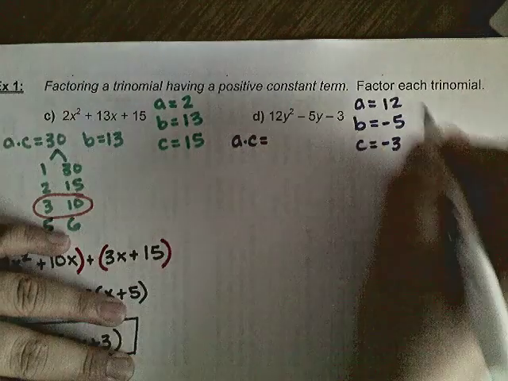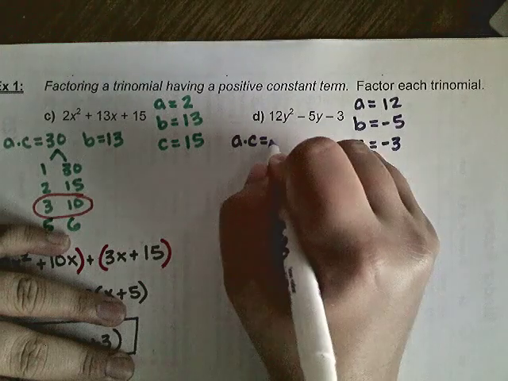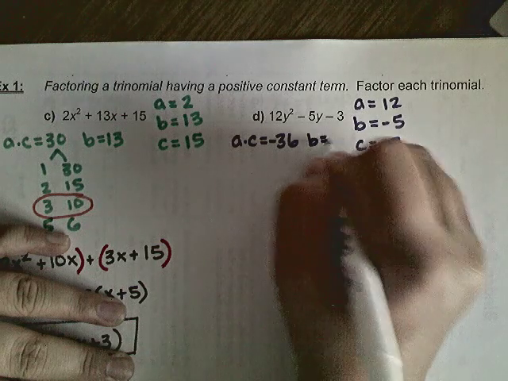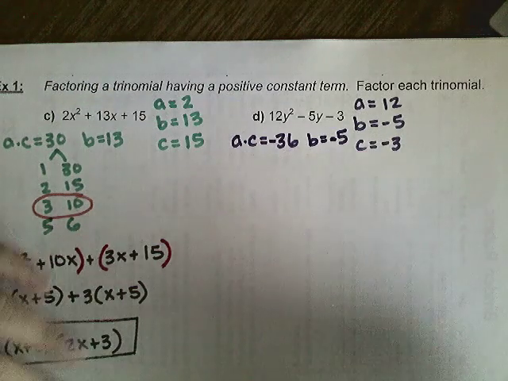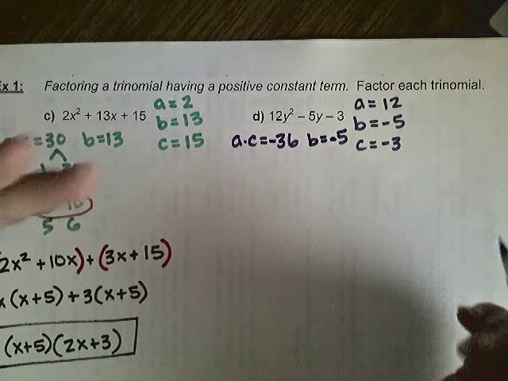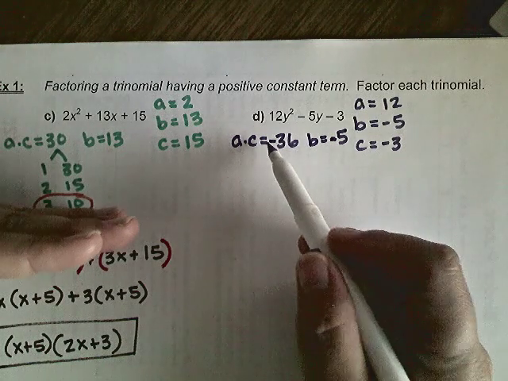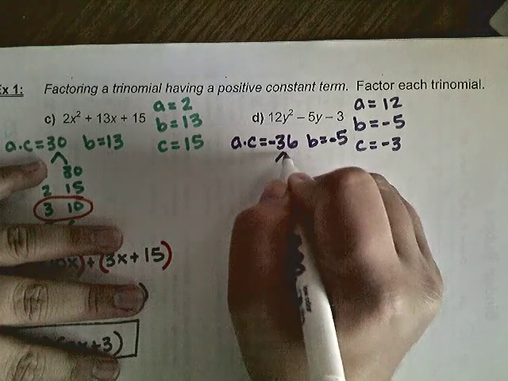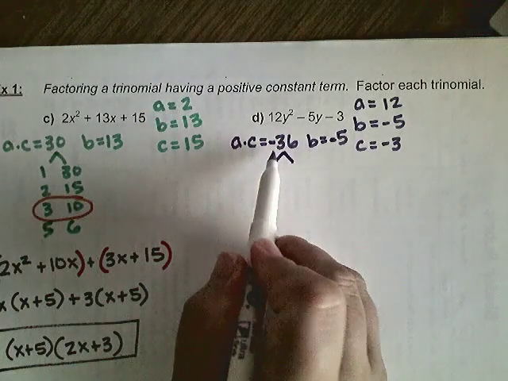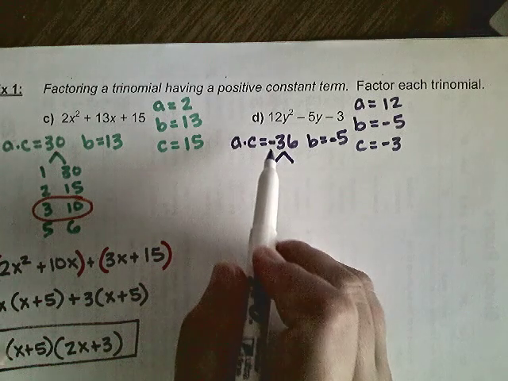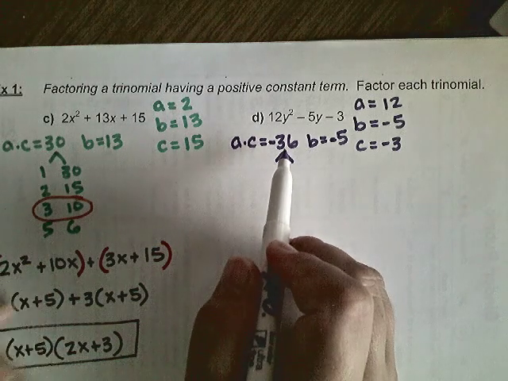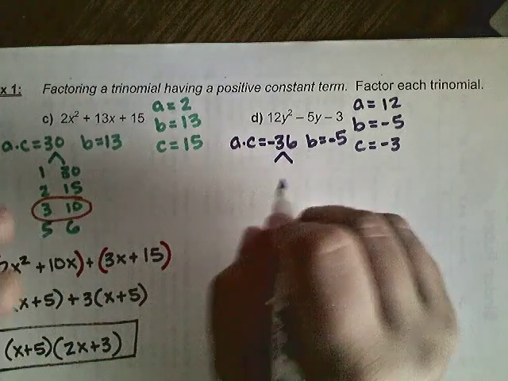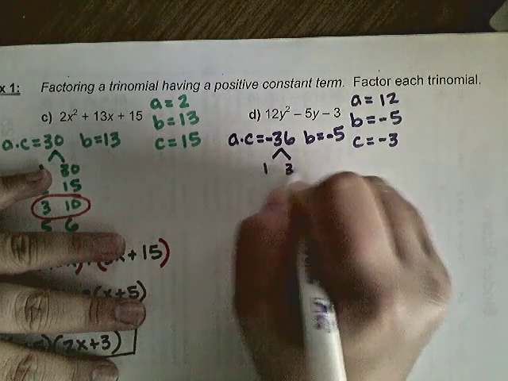So we do our A times C, which is going to be 12 times negative 3, which is negative 36. Our B again is negative 5. And we need to find all of our factors that multiply to become negative 36 and add to become negative 5. So now when we find these pairs, even though this is a negative 36 now, we're still just going to work on the factors of 36, so the pairs of 36. And then we're going to work with the signs later. So we have 1 and 36.